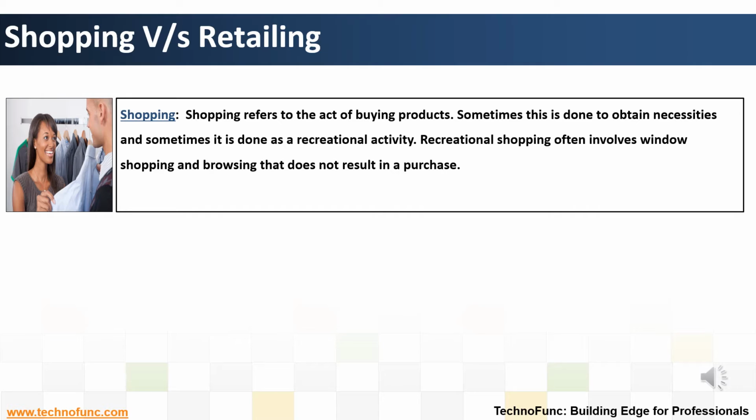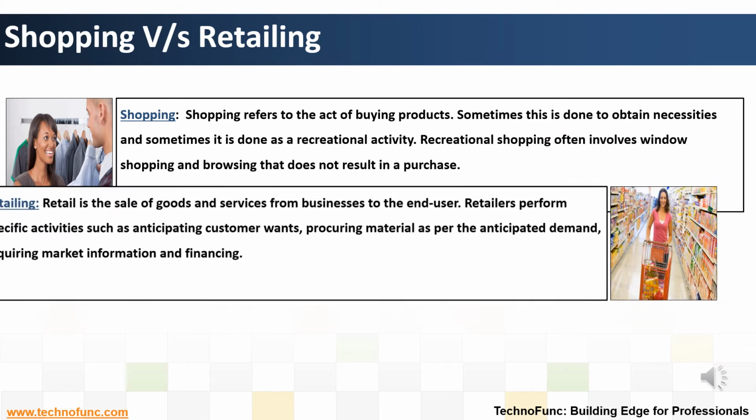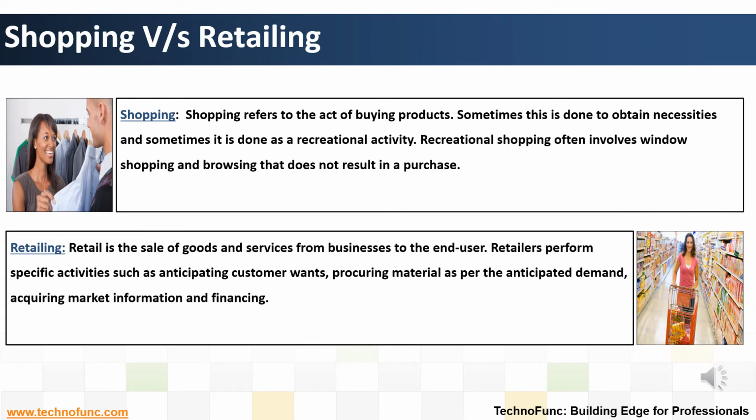What is retailing and how it differs from shopping? Retail is the sale of goods and services from individuals or businesses to the end user. Retailers perform specific activities such as anticipating customer wants, procuring material as per the anticipated demand, acquiring market information, and financing.